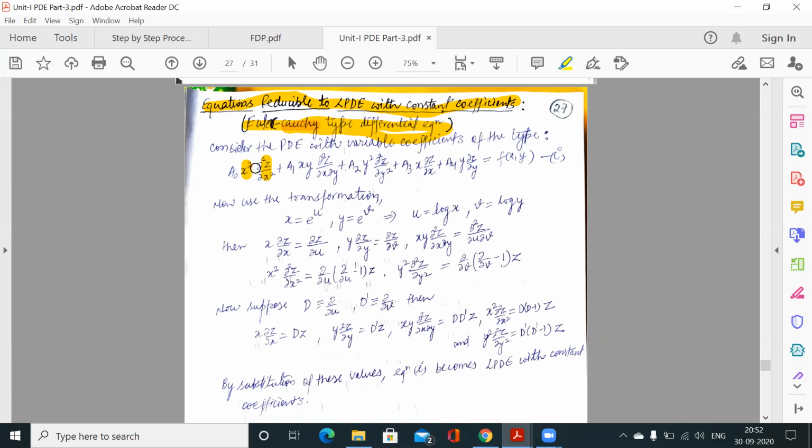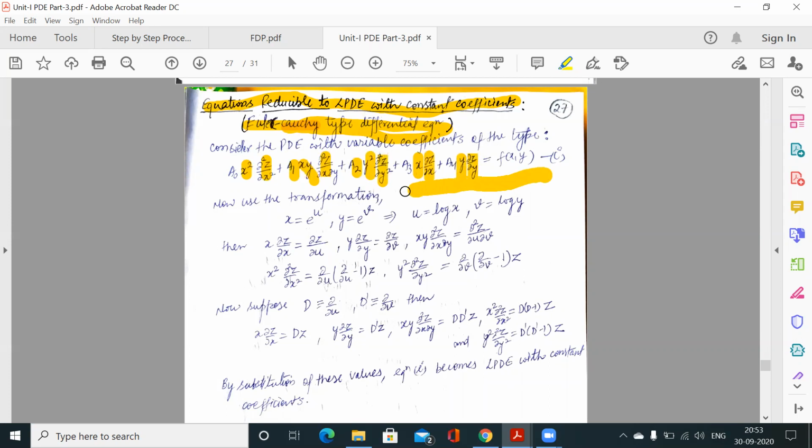So x square is in the coefficient, and a0 may be any constant. Similarly, del 2z over del x del y is a second order derivative with respect to x and y, so xy is in the coefficient, and a1 is a constant. Similarly, del 2z over del y square is a second order derivative with respect to y, so y square is in the coefficient, and a2 is a fixed constant. And similarly, for del z over del x, the first order derivative, we have x as multiplication, and for del z over del y we have y in the coefficient.